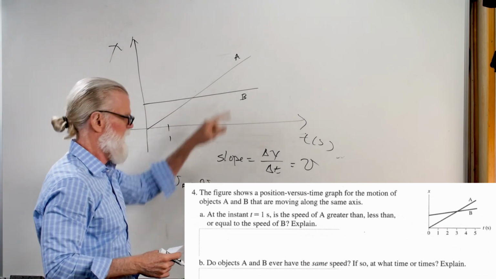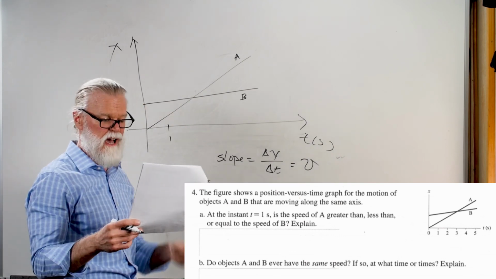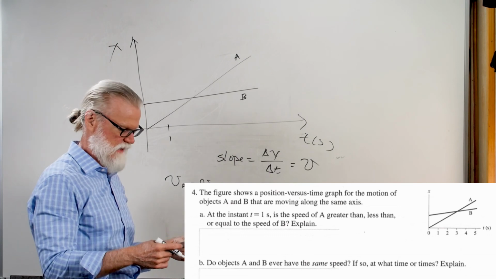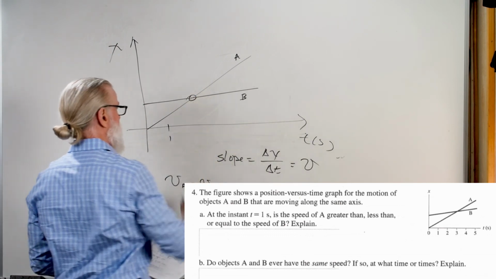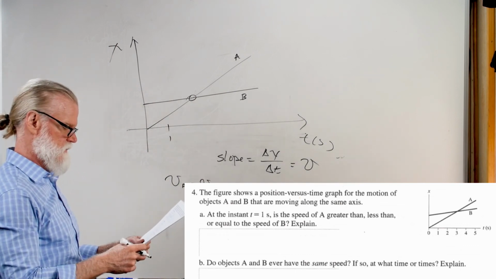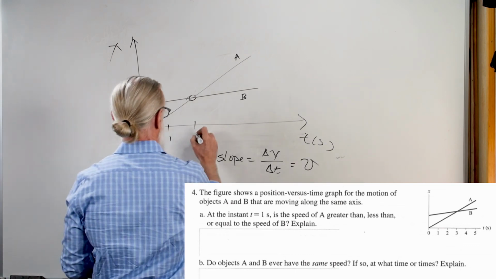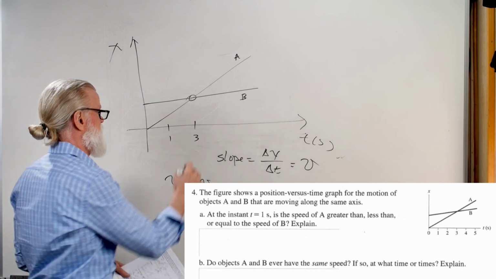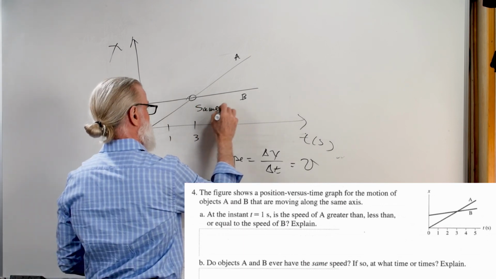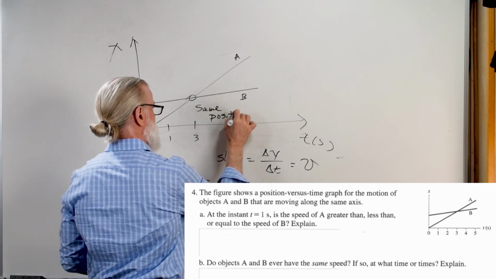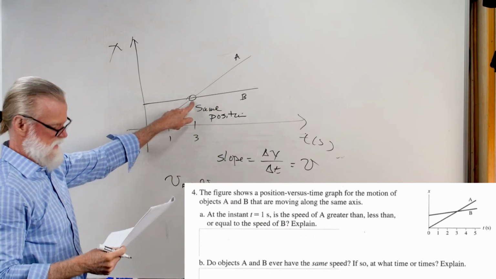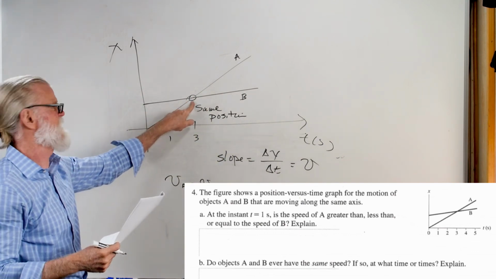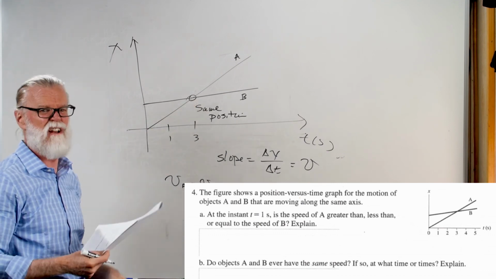Because A definitely has a greater slope. Do the objects ever have the same speed? No, they do not. They do have the same position, though. Right at that point, it looks like it's about 3 seconds. At 3 seconds, same position. Same position, different speeds. Right there. B is at meters, and A is at reference meters.